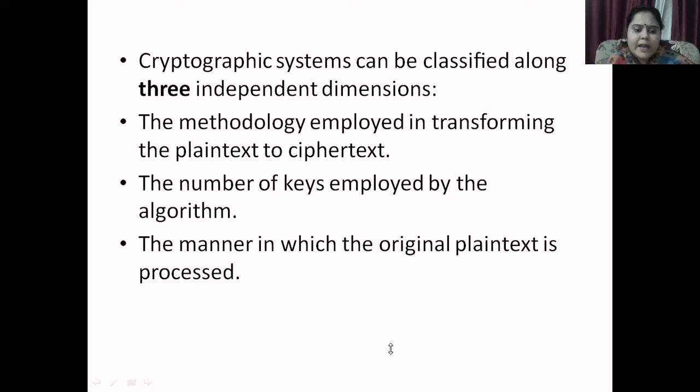Next, last, the third point, that is the manner in which the original plain text is processed. That is stream cipher, and next is block cipher. In the stream cipher, the individual elements of the stream of data are processed continuously and the output is generated accordingly. Next, block cipher. In a block cipher, the input being processed is a block of elements and the output generated is a block corresponding to each input block.